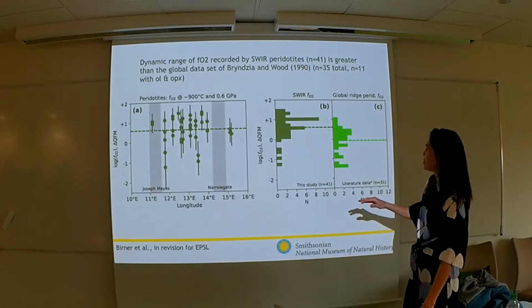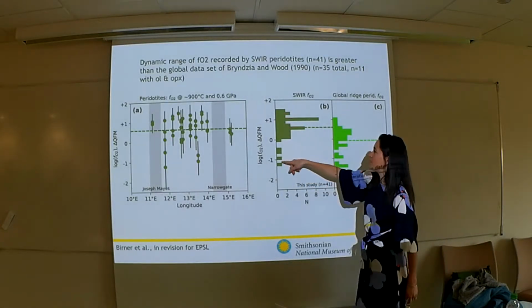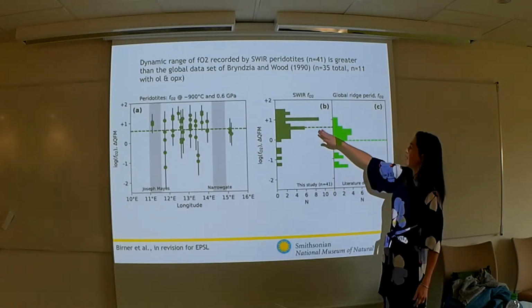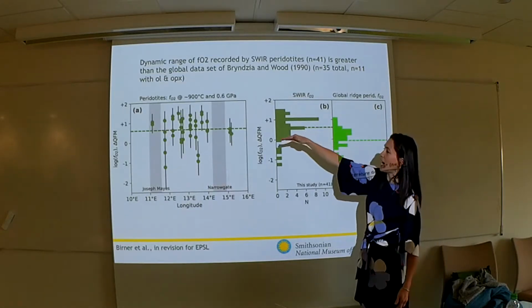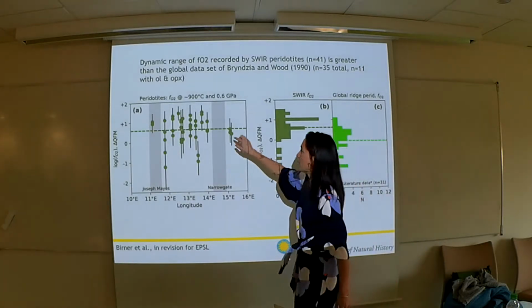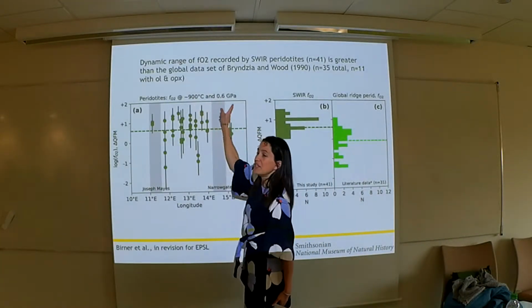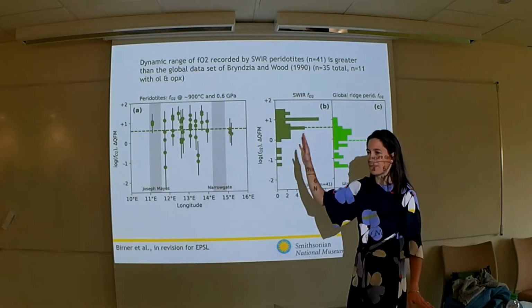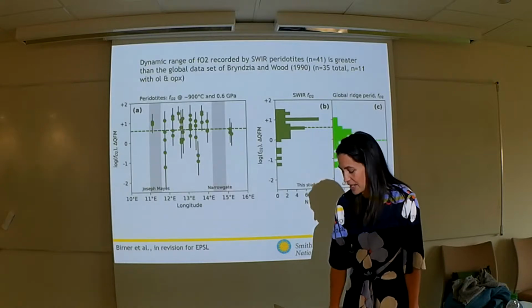I just wanted to show that our range from the Southwest Indian Ridge is as big as the range from the global system, but offset higher in oxygen fugacity. You'll see in a minute that that's just because we're using these closure temperatures, and Brindisian would assume a different temperature and pressure. We'll show that in a minute.